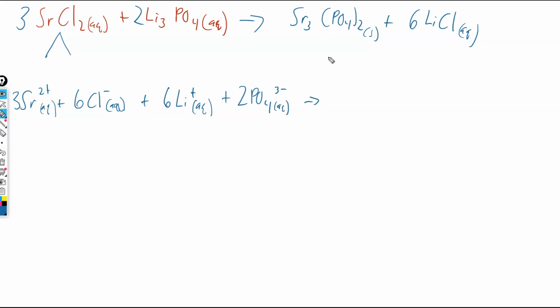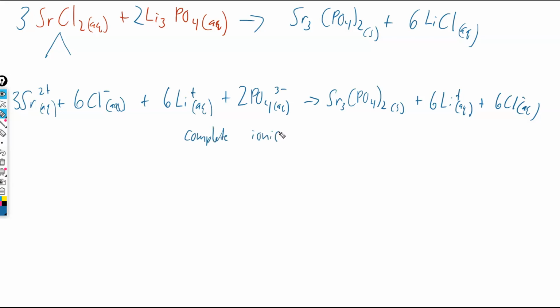Goes to our solid, which stays the same, strontium phosphate. Don't change your solid, remember, that stays bonded together. Plus our 6 lithium pluses in aqueous solution, plus 6 chlorines in aqueous solution. So now we have our complete ionic reaction. Remember, this is your complete ionic reaction, but not your net ionic equation.